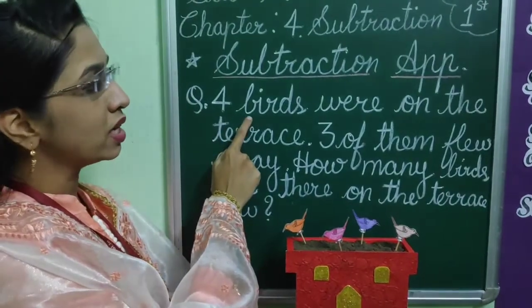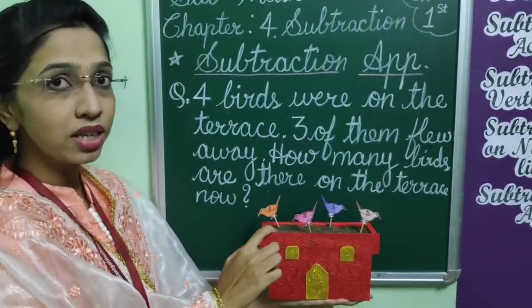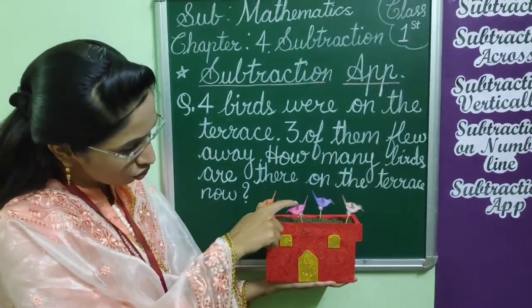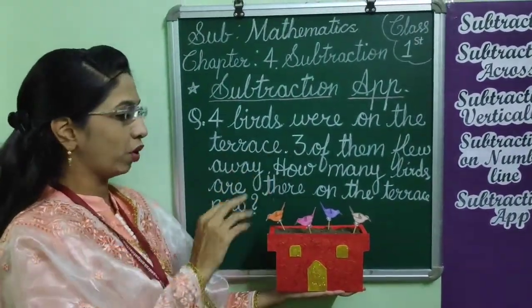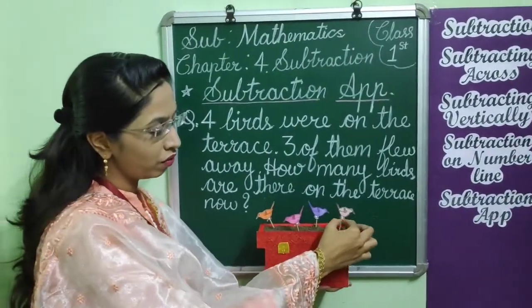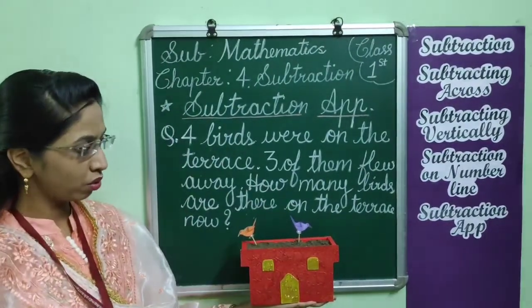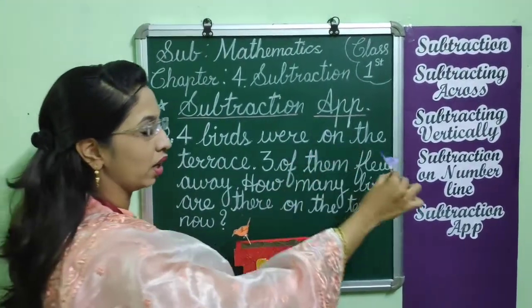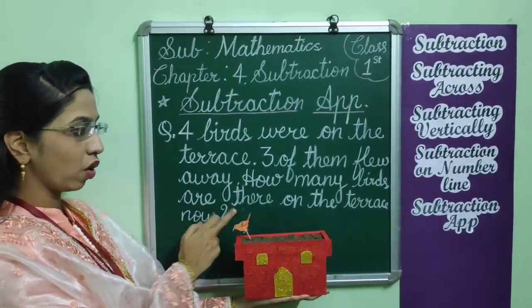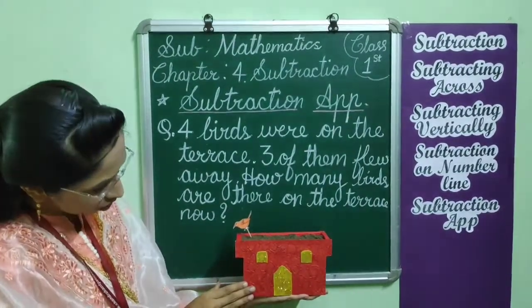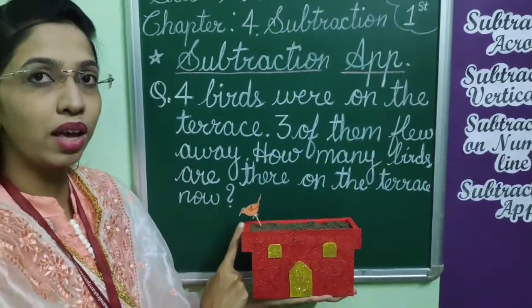So, 4 birds were on the terrace. See here, 4 birds are sitting on the terrace. Let's count. 1, 2, 3, 4. 4 birds are sitting on the terrace. 3 of them flew away. Now 3 birds will fly. See, 1 went, 2, 3. 3 birds flew away. How many birds are there on the terrace now? Can you observe? How many birds are there on the terrace? Only 1 bird is left.